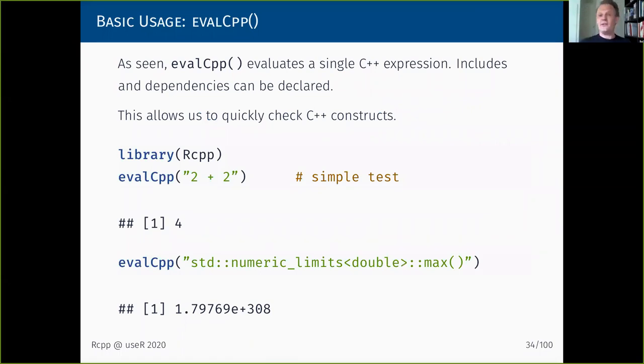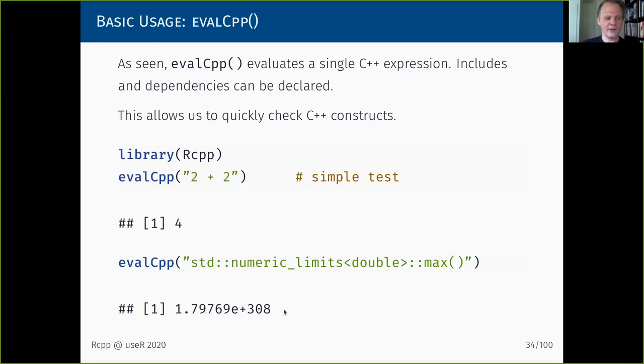So there are really three key functions in Rcpp that permit you to access compiled code. evalCpp is the simplest. We've mentioned it before. It just takes an expression. You can also use it to look at what on your particular machine the maximum value for a numeric of type double is. This is how C++ can look, which is a little scary if you've never seen it.